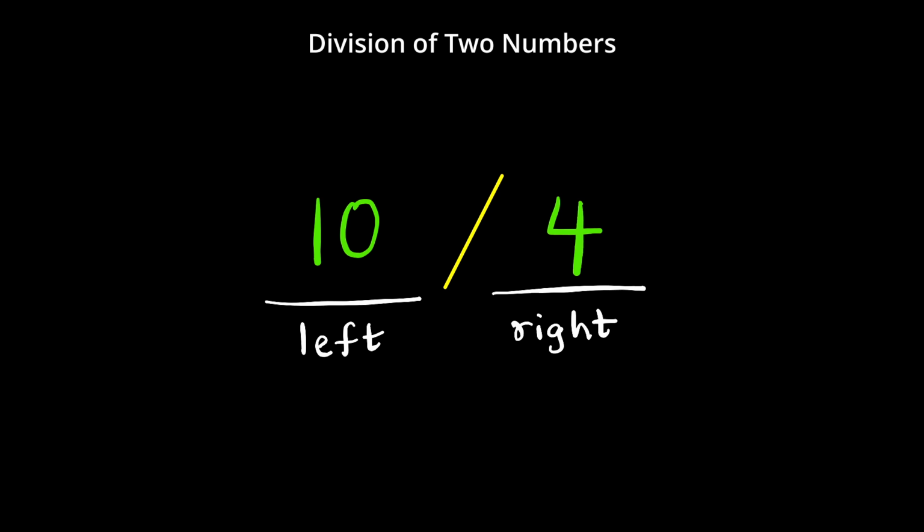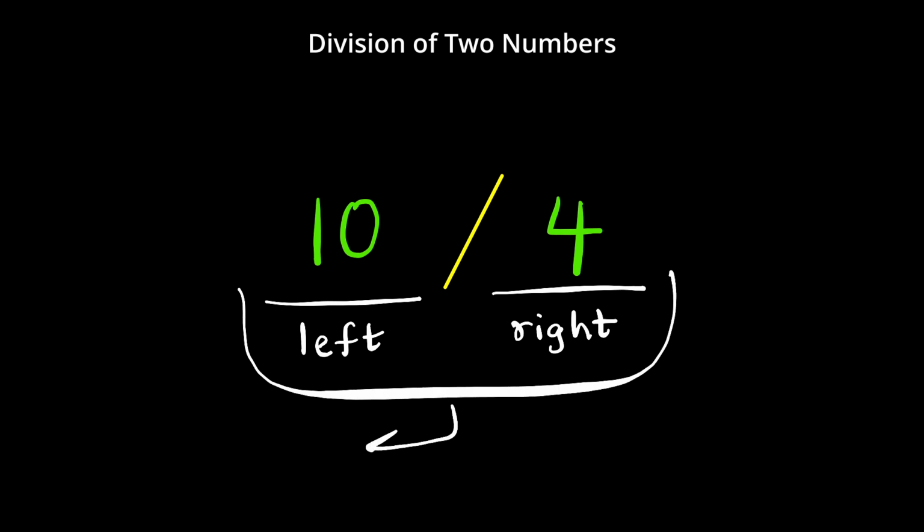Let's understand this with an example. If we take two numbers, 10 as the left operand and 4 as the right operand, the division operator returns their result, which is 2.5.